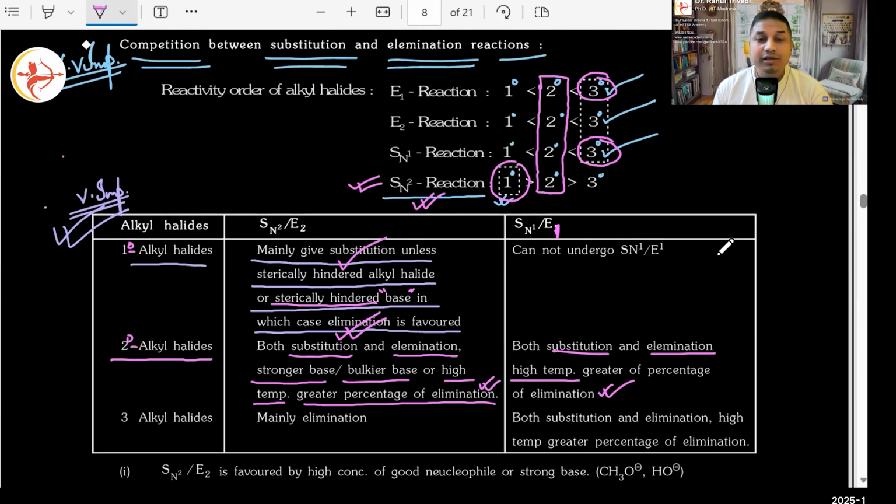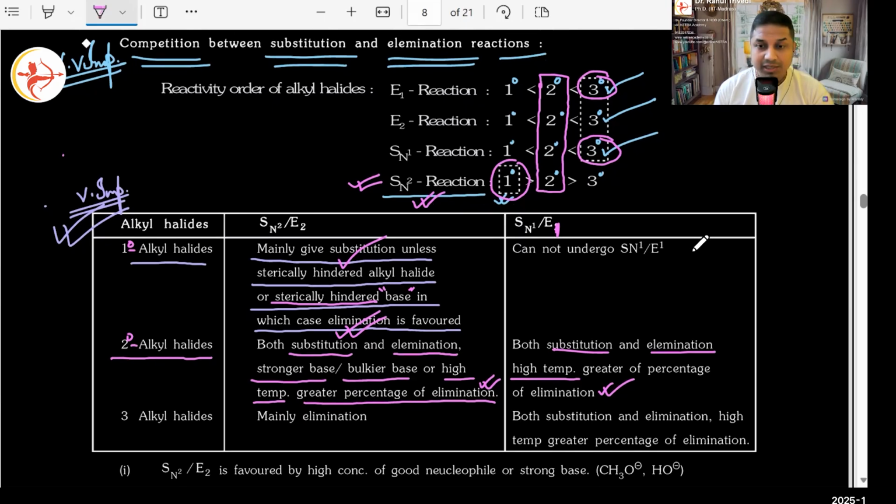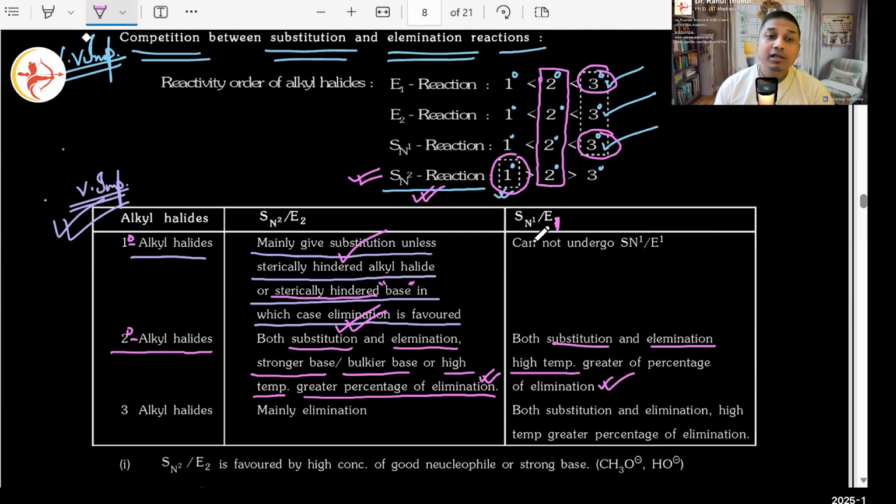Yes, only elimination product chances are more when we have some stronger base or bulkier base or higher temperature. Temperature plays a major role here. Good. Let's jump on to the 3 degree alkyl halide.